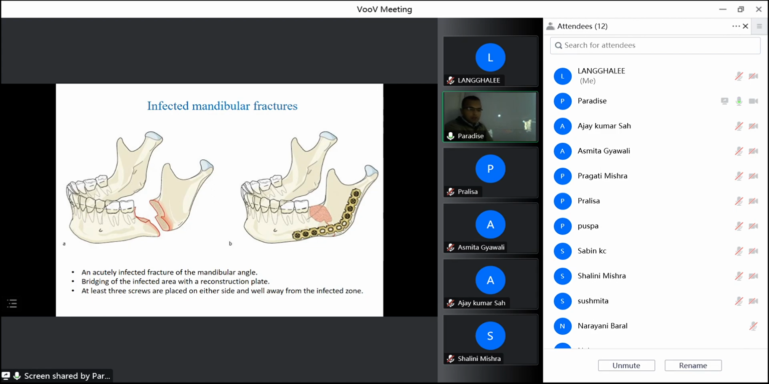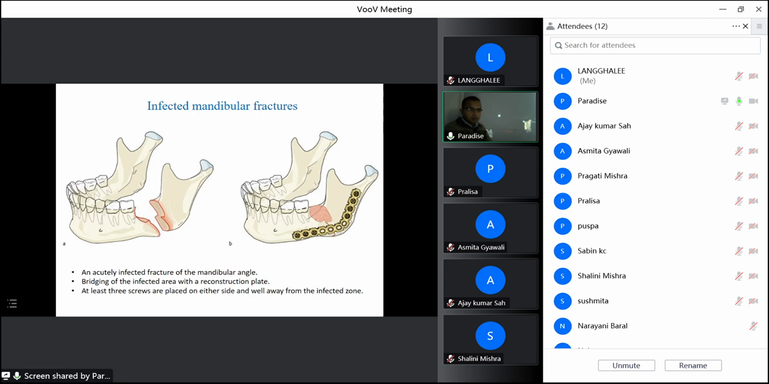In an acutely infected fracture of the mandibular angle, the infected area is bridged with a reconstruction plate. At least 3 screws are placed on either side and well away from the infected zone. Always put the screws where there is healthy bone. You should never put any screw in the infected zone, because it will not hold the bone or mandible. So you have to put the screws away from the infected area in the healthy bone. At least 3 screws should be placed on either side, and the defect has to be filled with bone graft, whether it is a case of osteomyelitis.